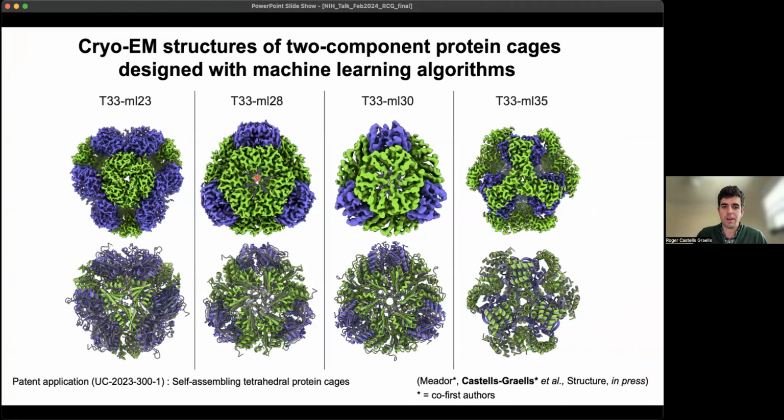So here I have shown you a few examples of some of these designs. If you want to read more about this work, we posted this in bioRxiv, and now it has also been accepted in Structure, so you will find it posted soon. And if you're interested in this technology, we also have a patent for it.